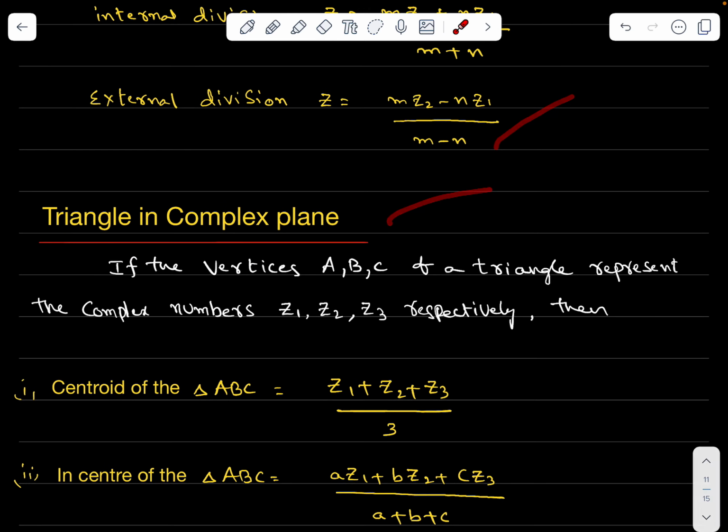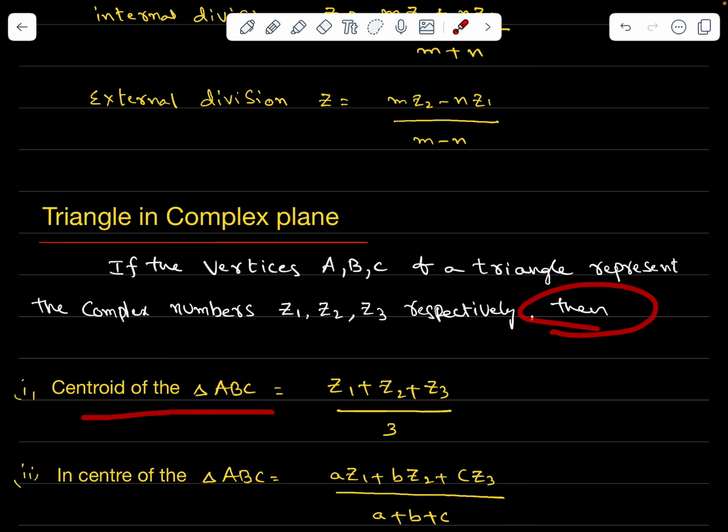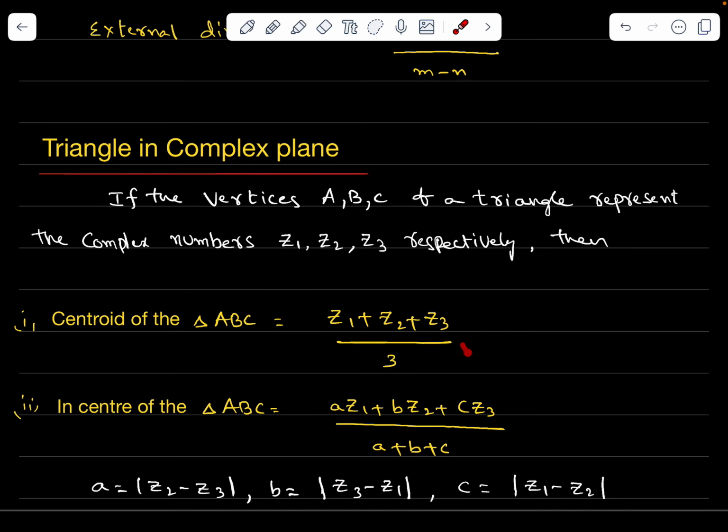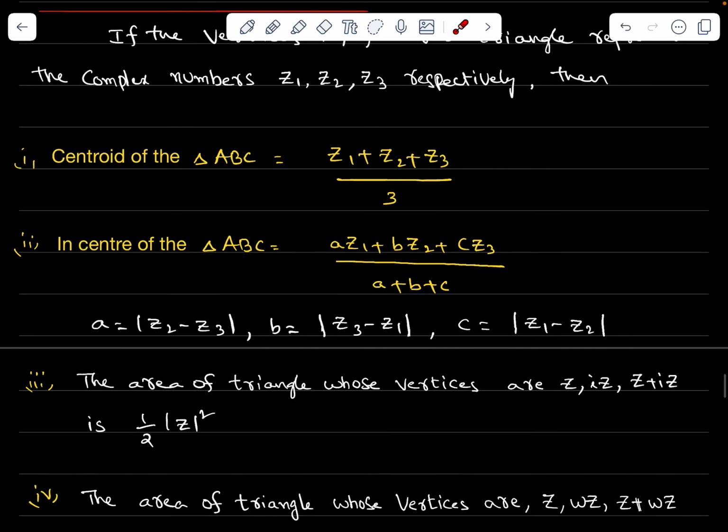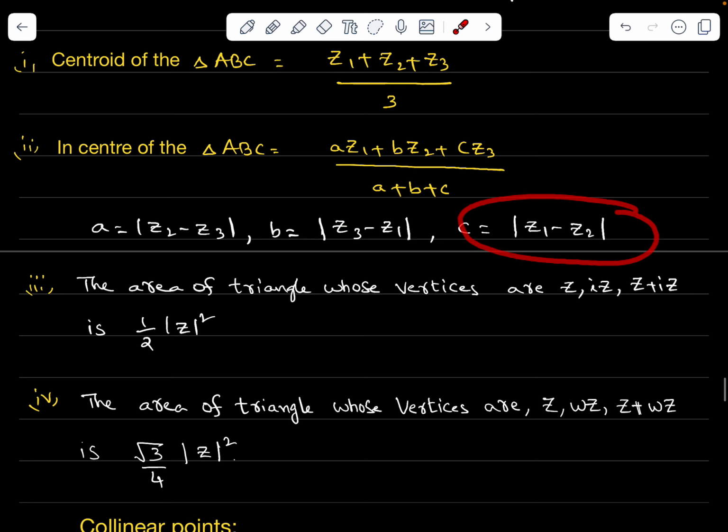Triangle in a complex plane. If the vertices A, B, C of a triangle represent the complex numbers z1, z2, z3 respectively, then the centroid of triangle ABC is (z1 + z2 + z3)/3. The incenter of triangle ABC is (az1 + bz2 + cz3)/(a + b + c), where a is equal to |z2 - z3|, b is equal to |z3 - z1|, and c is equal to |z1 - z2|.